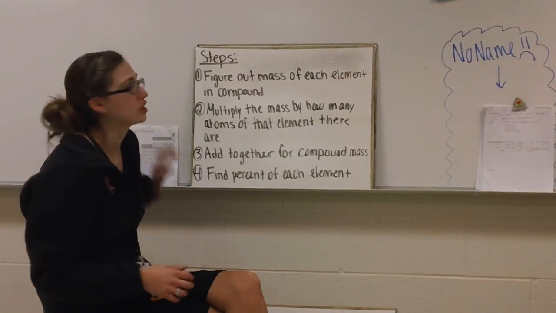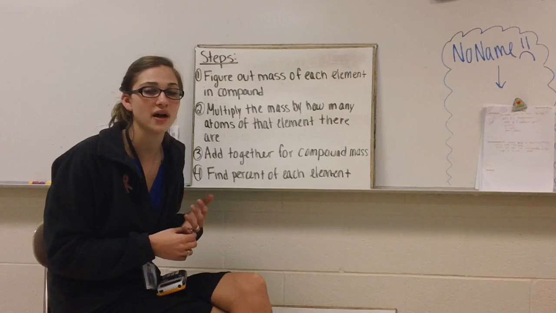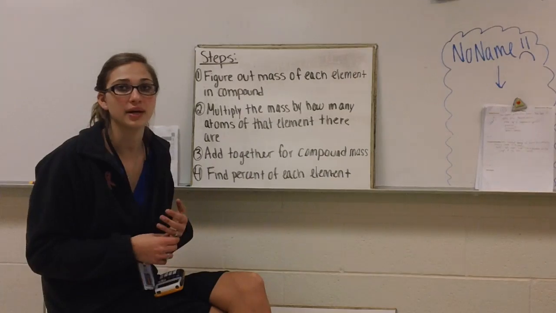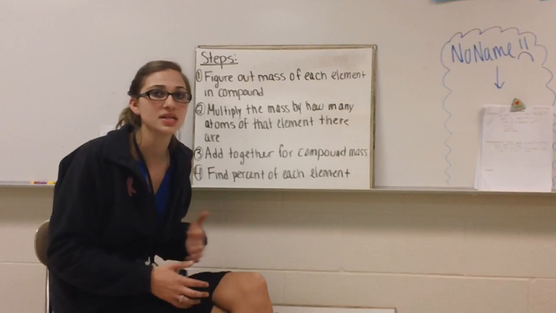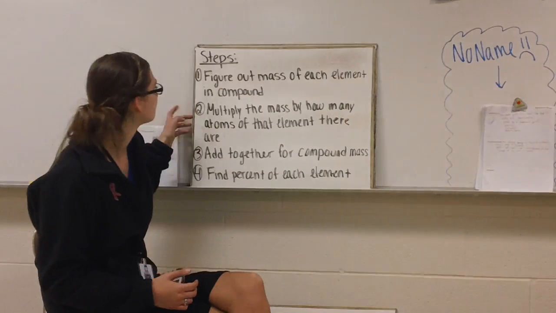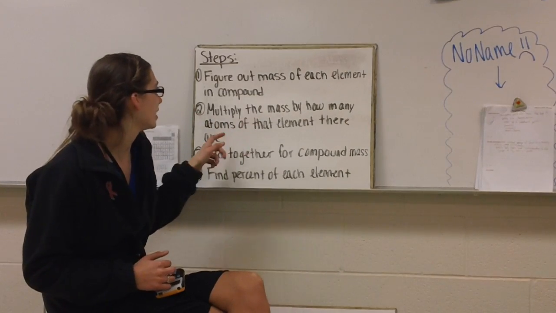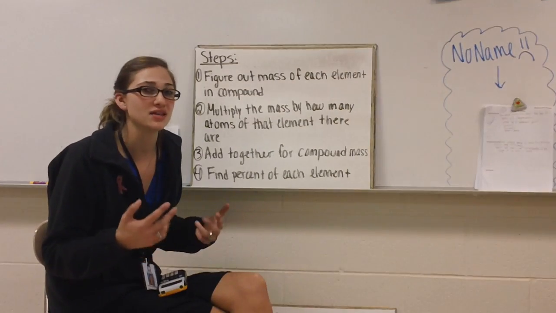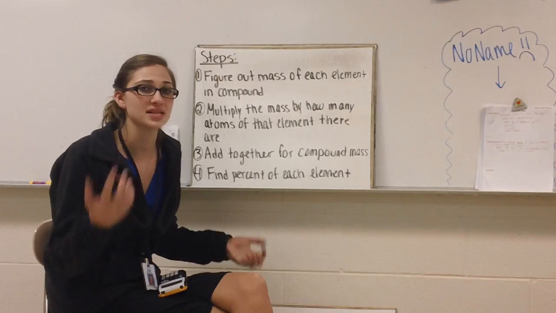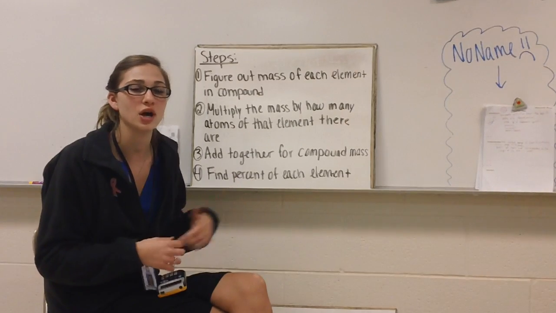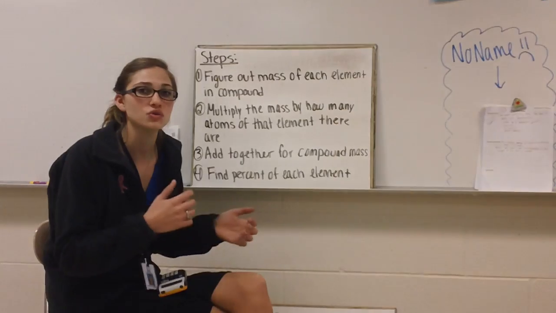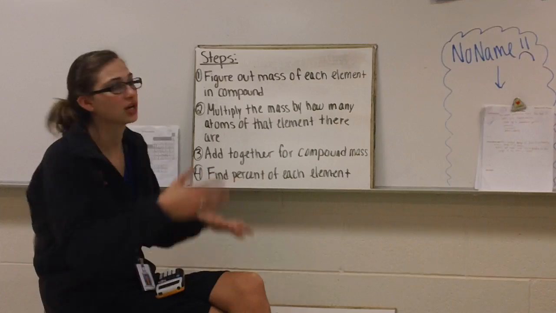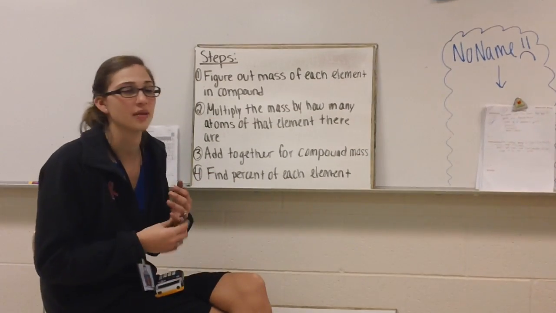So now we have to do the percent mass. There's a few steps for you to follow in order to do this easily. Your first step is to figure out the mass of each element in a compound. So for example, the mass of carbon is 12.01 grams. Your second step is to multiply the mass by how many atoms of that element there are. So say for example, you have a compound that has 2 carbon in it, so that means it has a subscript of 2. It'd be 12.01 times 2, which would give you 24.02 grams. And that's your mass of your carbon. So you're going to do that for each element that's in your compound.